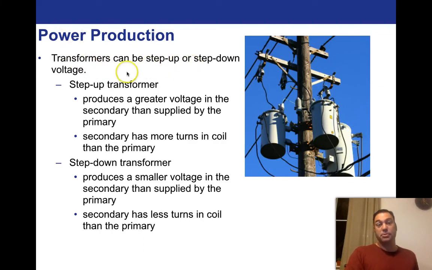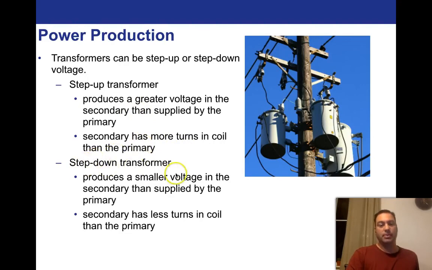Transformers can step up or step down voltage, right? You can step it up, going from 100 volts to 10,000 volts, or you can go from 10,000 volts and step down to 100 volts. So a step up transformer produces a greater voltage in the secondary than supplied by the primary. The secondary has more turns in coil than the primary. We'll explain what this means in a moment. But basically, if you're going to step up, you need more coils. So you go from fewer coils to more coils.